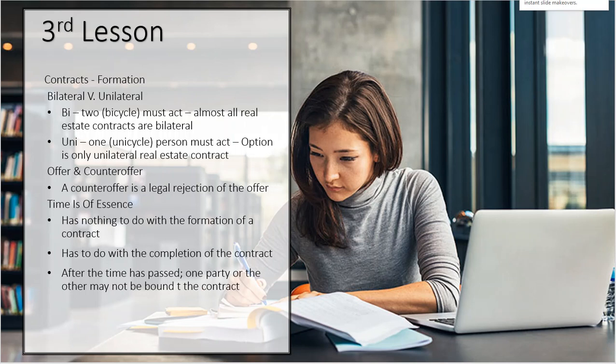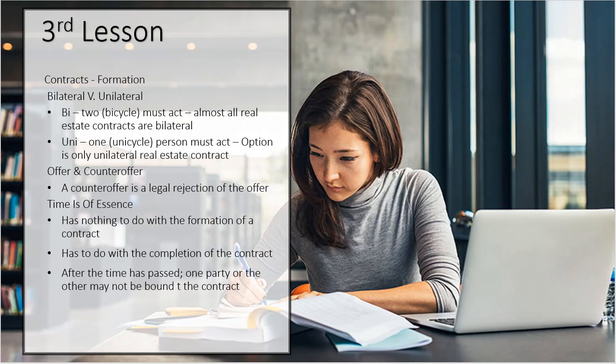All right, so welcome back here in the third lesson. Still dealing with contracts in this lesson. However, in this audio section here, we're going to deal with some of the terms and the formation of a contract and what makes it so special and things of that nature. So, you ready? Let's get started.